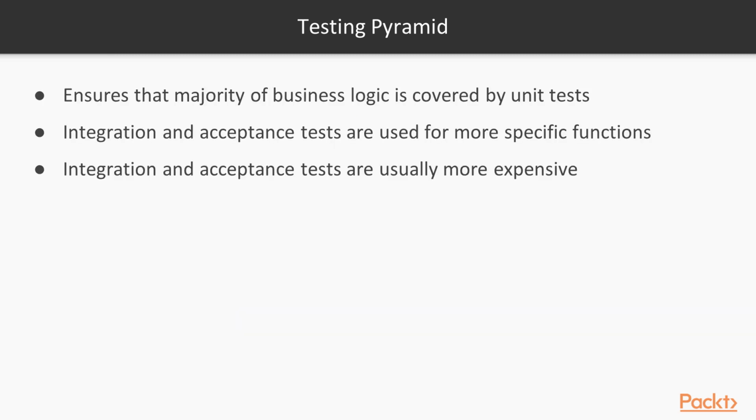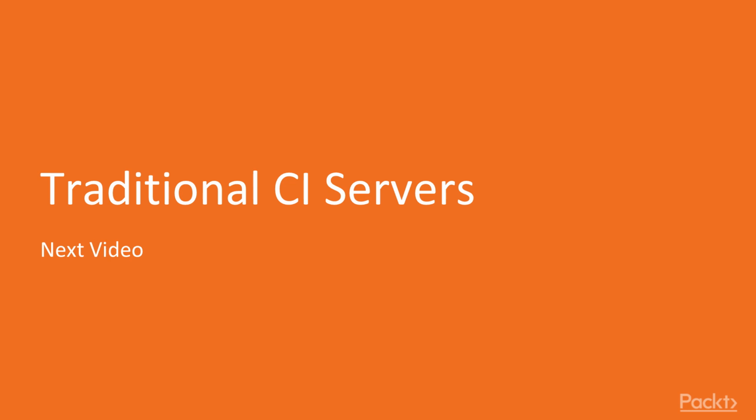This ensures that the majority of your business logic is covered by the unit tests, and the integration and acceptance tests are used for more specific functions. Also, the integration and acceptance tests are usually more expensive, so minimizing their usage is usually something that's recommended. In this video, we've looked at software development lifecycle and testing types. In the next video, we will see traditional CI servers.